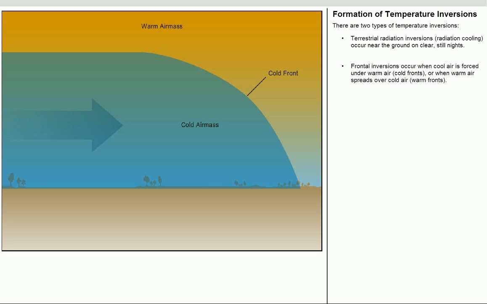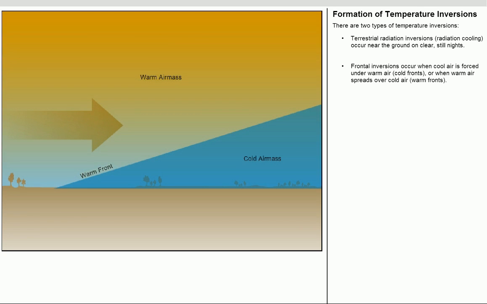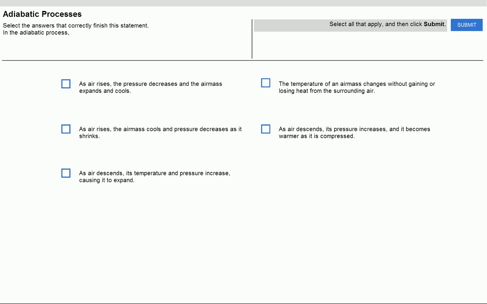Frontal inversions occur when cool air is forced under warm air, such as in a cold front. At the leading edge of cold fronts, the temperature actually increases with altitude. They also occur when warm air spreads over cold air, such as in a warm front. Ahead of the leading edge of the warm front, there might be a surface temperature that is colder than the air a couple of thousand feet above the ground.